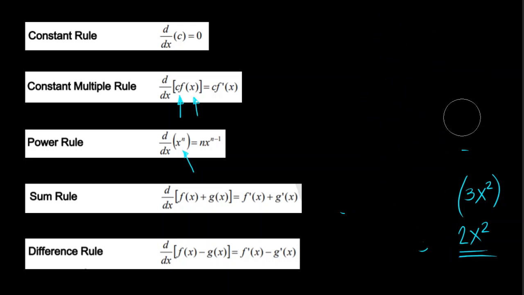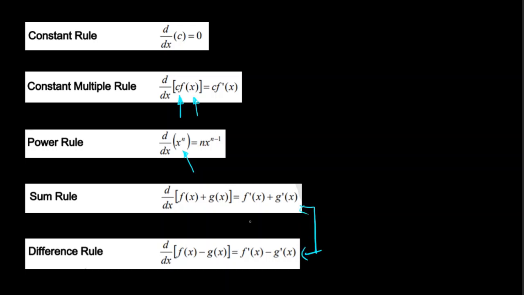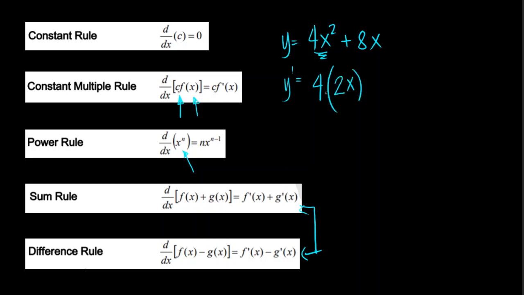As for the sum and difference rule, they are basically the same person. Only the sign in the middle is different. In the sum it is plus, in the difference it is minus. So, example, y is equal to 4x squared plus 8x. What's the derivative of this? We are going to use multiple rules this time. You have constant multiple rule and power rule for this first term. That's 4 times 2x. And then using the sum rule, plus. And then 8x is just 8 times 1. So, y prime, therefore, is 8x plus 8. That is the derivative.